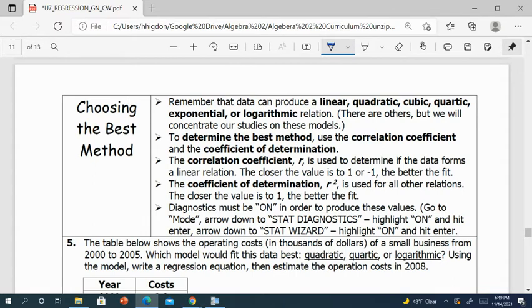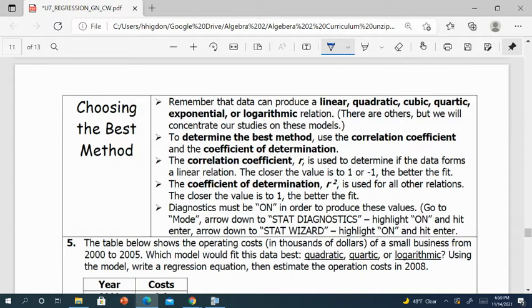Now I want to go back to our examples and I want to skip over to the next page, choosing the best model. Remember that data can produce a linear, quadratic, cubic, quartic, exponential, or logarithmic relation. There are others, but we will concentrate our studies on just these models. To determine the best model, use the correlation coefficient and the coefficient of determination.